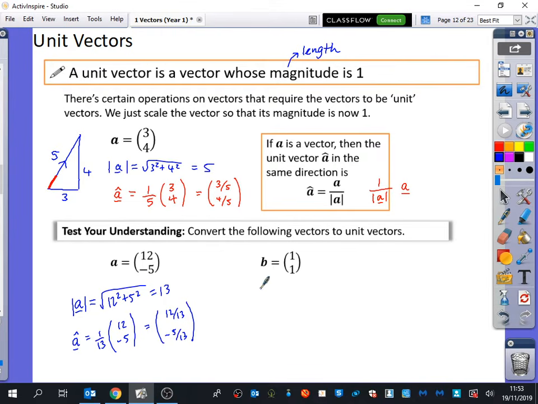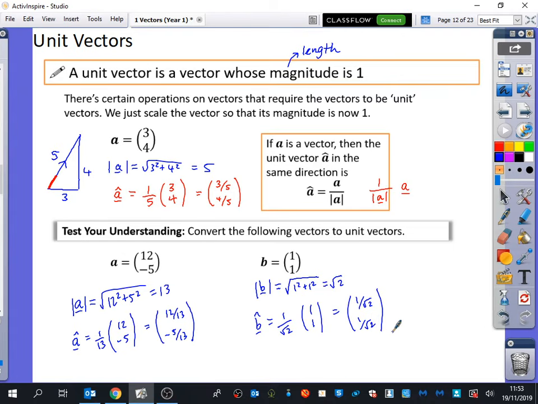Red one, what did you get as the magnitude of B? Root 2. 1 squared plus 1 squared, which is root 2. So the unit vector for B is what, red one? 1 over root 2 times 1, 1, which is the same as 1 over root 2, 1 over root 2. Okay?